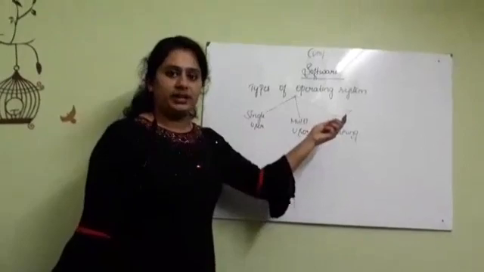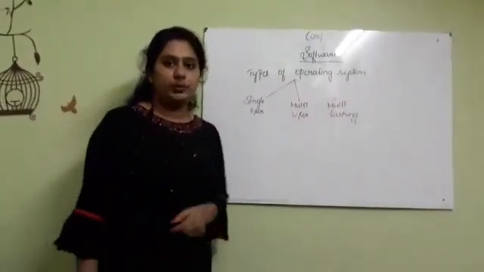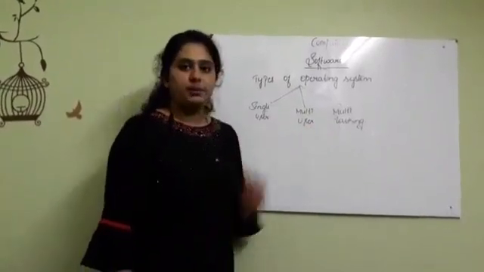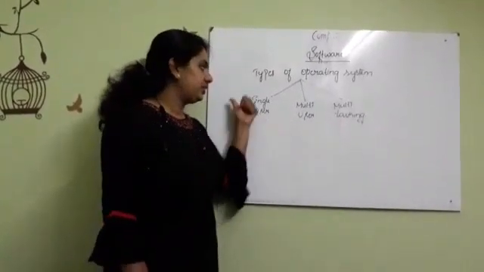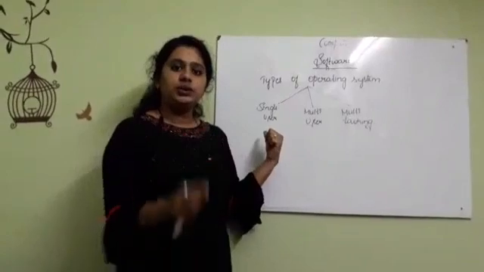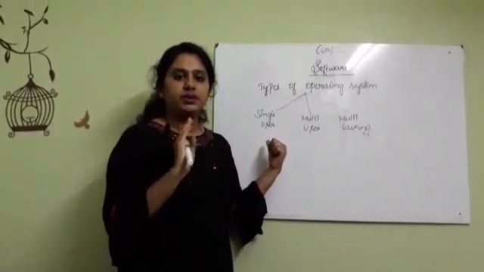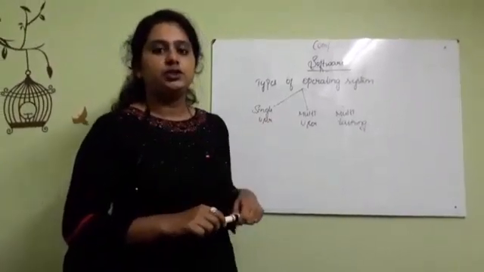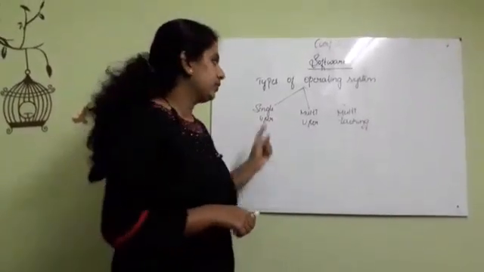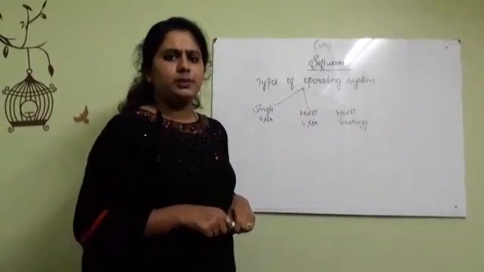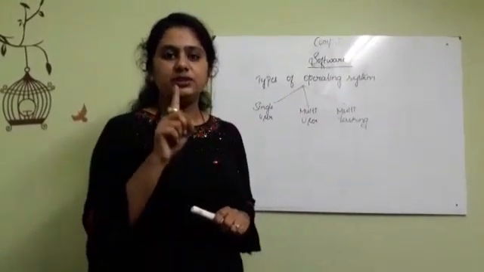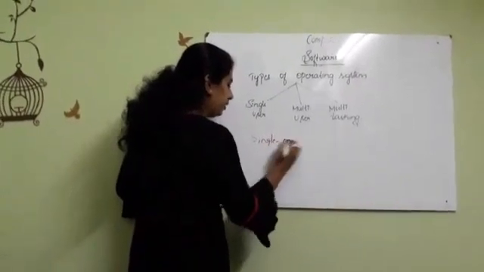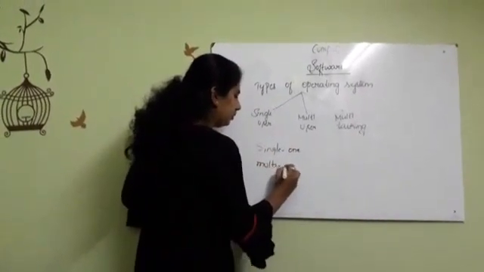Now, the types of operating system. In operating system there are three types: single user, multi-user and multitasking. In a single user operating system, only one user can use the system at any given time. Usually the single user operating system is used in offices or homes. Next is multi-user. What do you mean by multi-user? Single means one, right? Single means one. Multi means more than one.